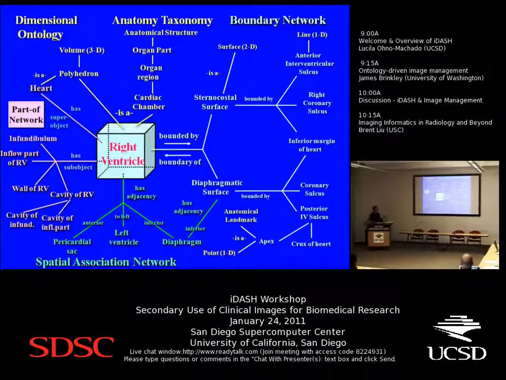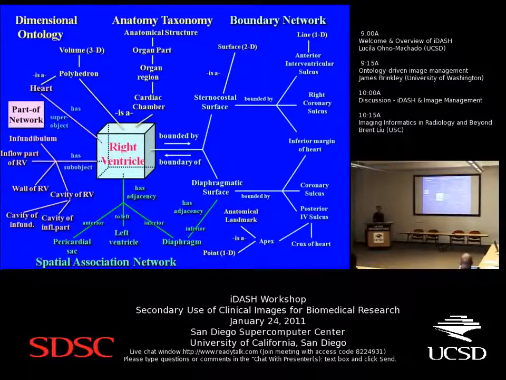You can describe the relationships, spatial relationships, that the left ventricle is left of the right ventricle. You can talk about the parts of something, like the right ventricle has the inflow part, wall of right ventricle, etc. So you can come up with a lot of very rich relations, and in fact there are about 150 relation types in the FMA and about 2 million relationships and about 80,000 structures in the FMA.